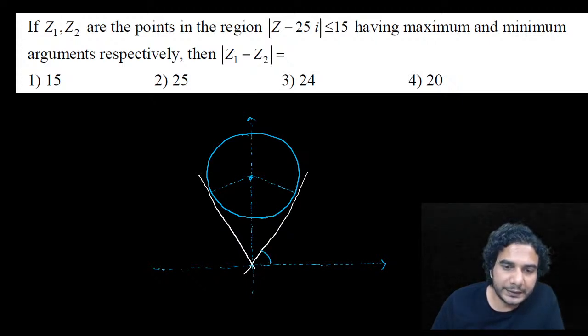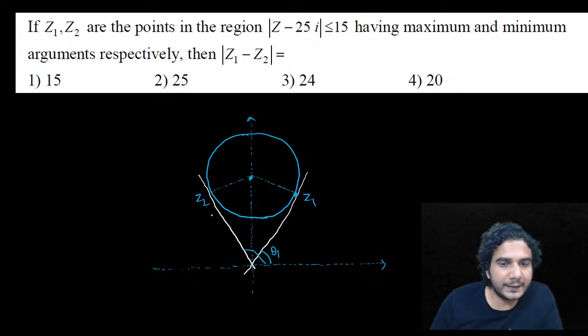All right. So this is the least argument, theta 1. This is the greatest argument. So this will be your Z1 and this will be your Z2. I think this point is clear. All right. So we need this distance, mod Z1 minus Z2.